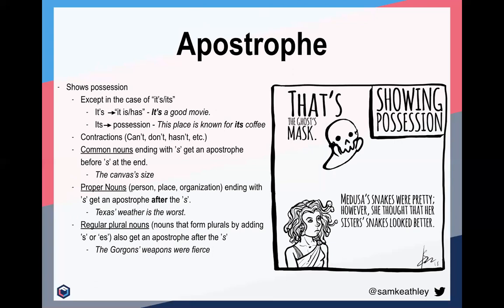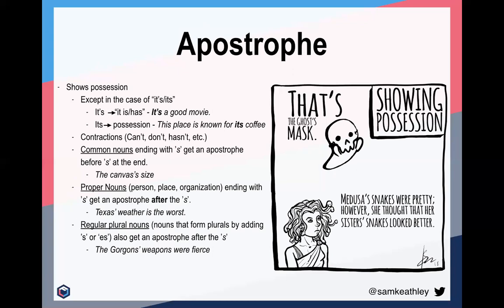Contractions. Thank you. Yeah, contractions, you guys know what contractions are, words that are normally separated, like cannot or can do, which can be contracted to can't, do not, don't. And then also you would use an apostrophe with common nouns that end with an S. They would get an apostrophe before the S, like you normally see with its.